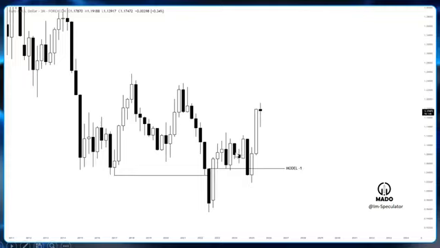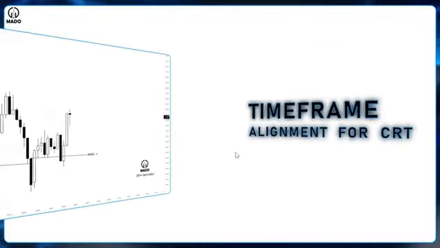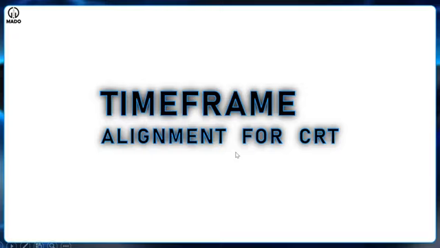All right, so now let's talk about time frame alignment because this is something really important, especially if you are trading CRT and Model 1 entries. If your higher time frame and your lower time frame are not in sync, then you will always feel lost. So we need to fix that. Now, the alignment that I'm about to give you is especially for CRT and Model 1.